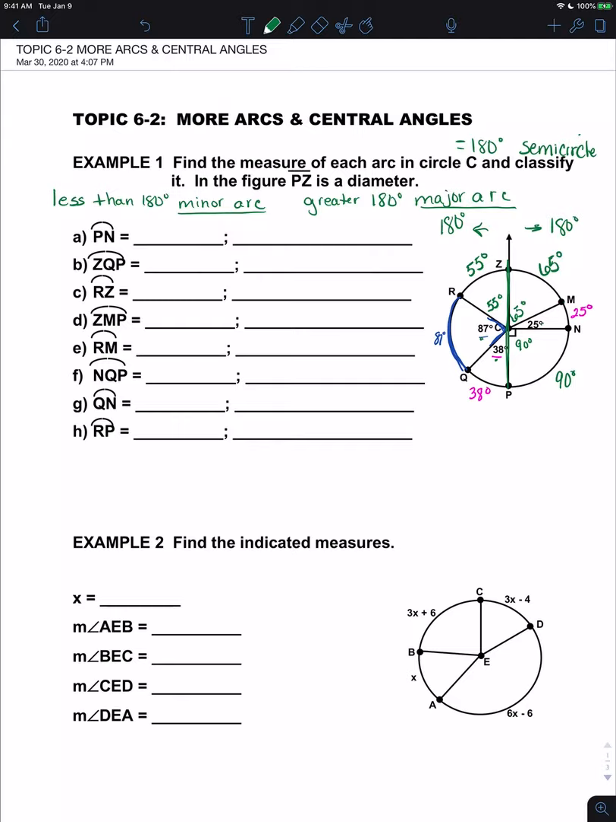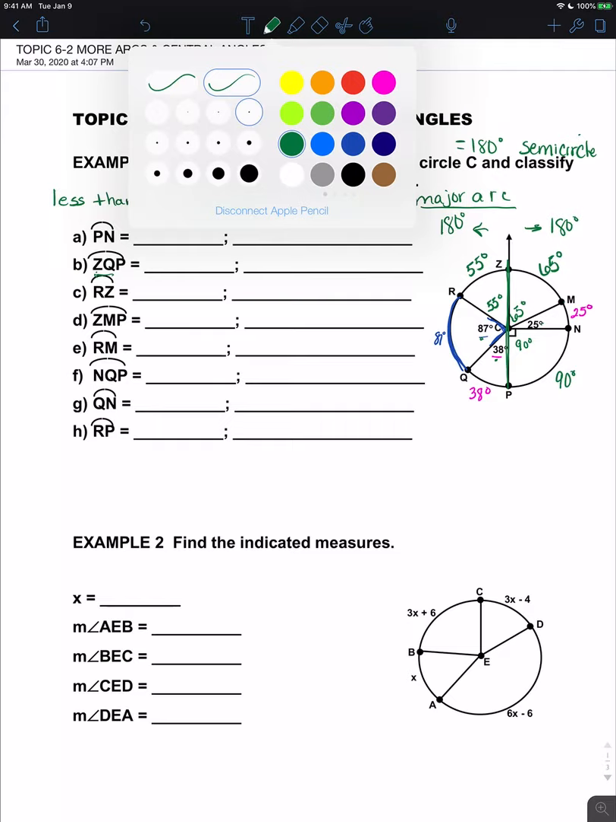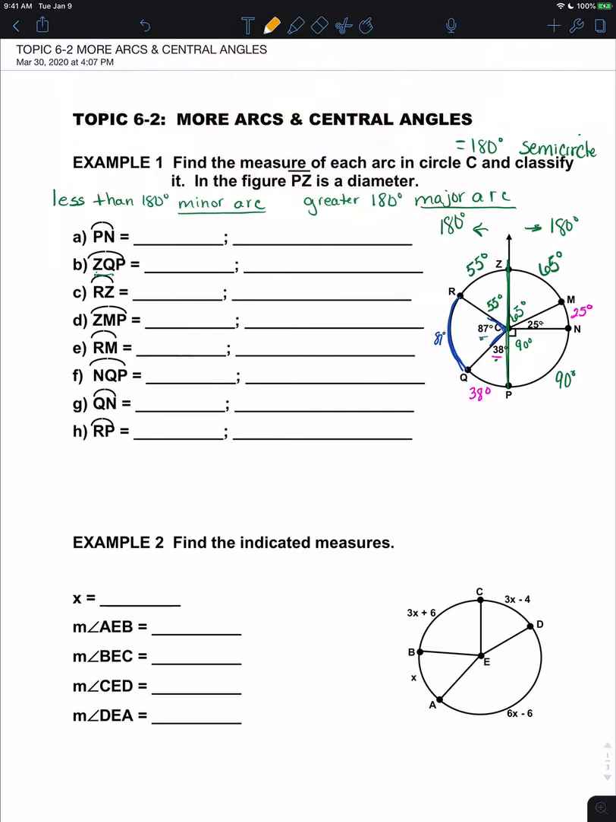Okay, so from P to N. And remember, if it's got two letters in it, it's going the shortest distance from P to N. If it's got that third letter in it, that's the direction it's going. It's going to go from Z to Q to P, so it wants that angle that includes that Q in there also. So from P to N is this one. Well, we know that one is 90 degrees. It's less than 180, so it's a minor arc.